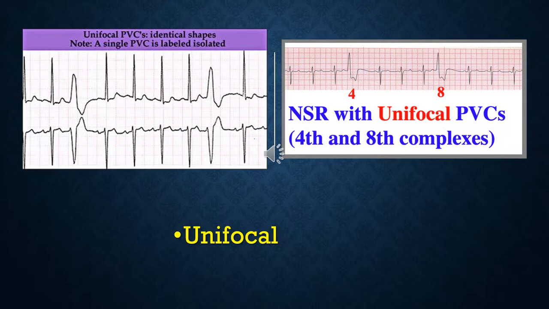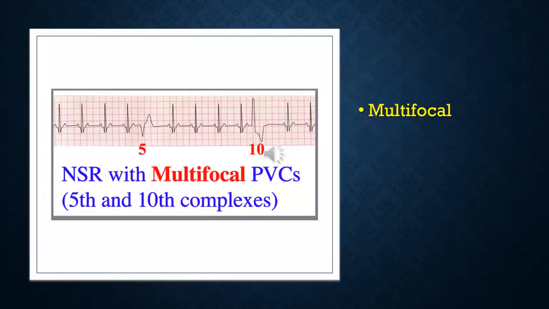As we see in this ECG, the first strip is the lead where the PVC has an upright QRS complex. Can you see? The second, lower strip from another lead has a negative QRS complex. So here we have what's called unifocal PVCs, as the PVC arises from one focus. Okay. And here we have what's called multifocal PVCs.